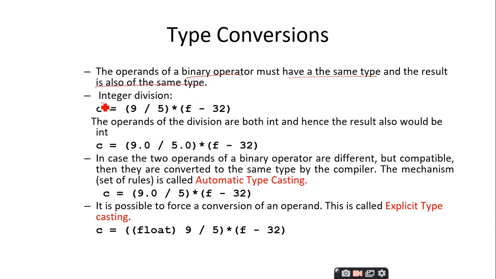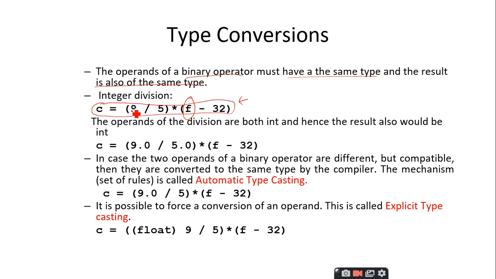This is the formula to convert Fahrenheit into Celsius degrees. You will be given a value of temperature in Fahrenheit, and if you are asked to convert it into centigrade, this is the formula we are going to use: C = 5/9 * (F - 32).